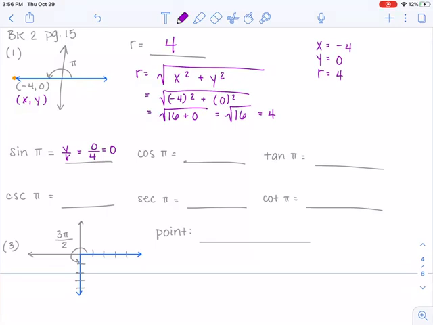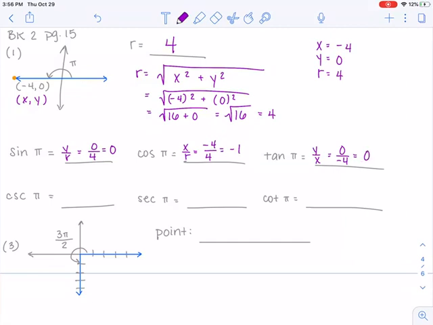Cosine of pi is equal to x over r. X is negative 4, r is 4. Negative 4 divided by 4 is negative 1. Tangent is equal to y over x. Y is 0, x is negative 4. 0 divided by negative 4 is just 0.